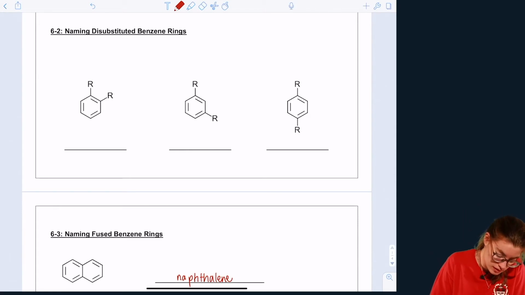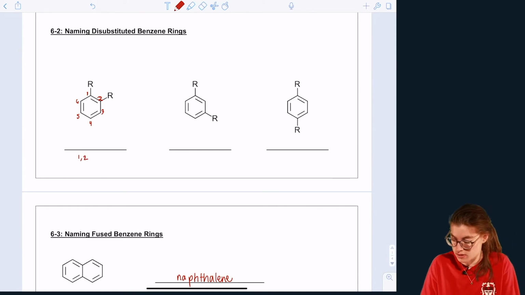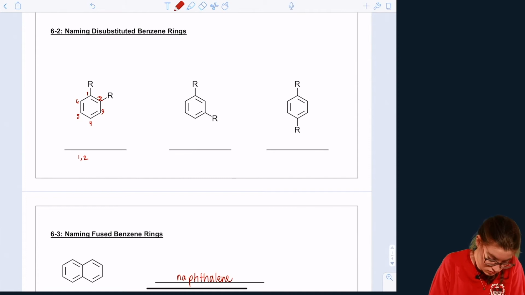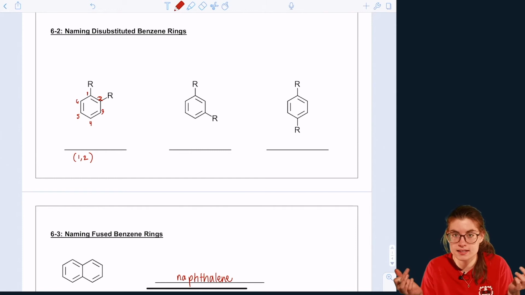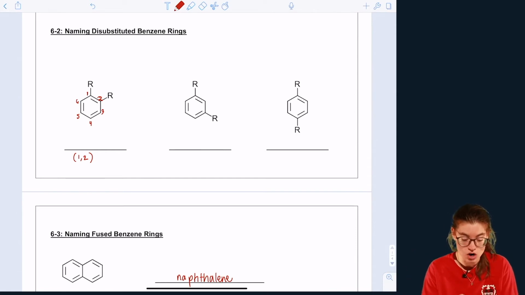But when you have, for example, let's call this number 1 and this number 2. This would be 3, this would be 4, this would be 5, and that would be 6. When you have 1,2 substitution, instead of saying, oh, 1 alkyl, 2 alkyl, we can say that these are related to each other, and the relationship is based on their relative positions.